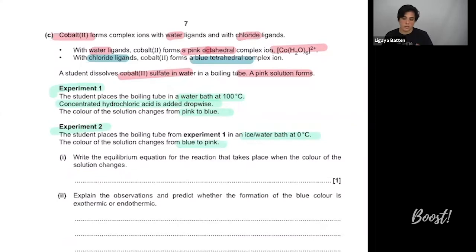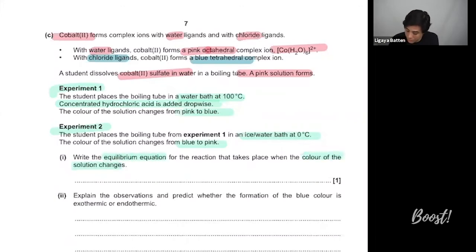Okay, so we've got 2 things going on there. We've got different temperatures in the 2 experiments, and we've got hydrochloric acid being added in the first one, and then in the second one we've got the reverse color change happening. We're not adding or removing any concentration of anything, but the reaction is reversed. So first of all, write the equilibrium equation for the reaction that takes place when the color of the solution changes.